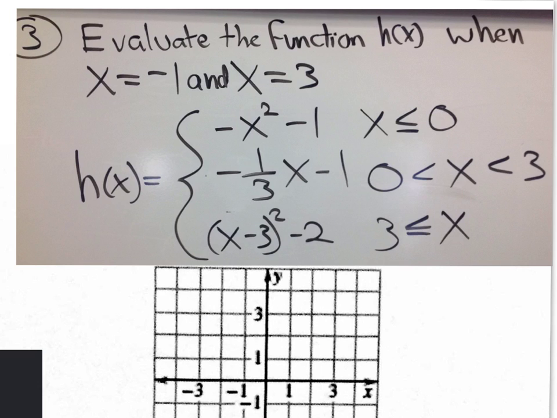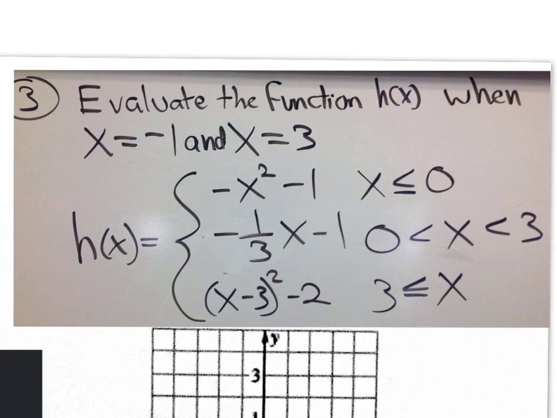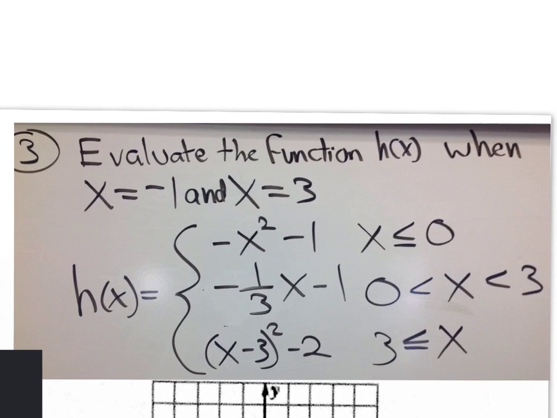So on this one, you have 3 pieces of it. And of course, the first thing they ask you to do is to evaluate for x equals -1 and x equals 3. So you're going to say h of -1. And where are you going to plug in the -1? Into the first one, the second one, or the third one? Where does it fall? Is -1 less than or equal to 0? Yes. Is -1 between 0 and 3? No. Is -1 greater than 3? No. So it has to be the first one.